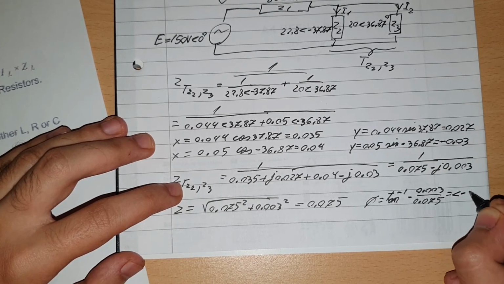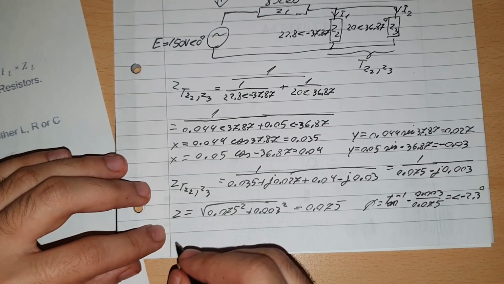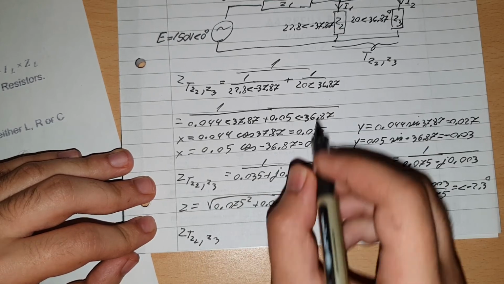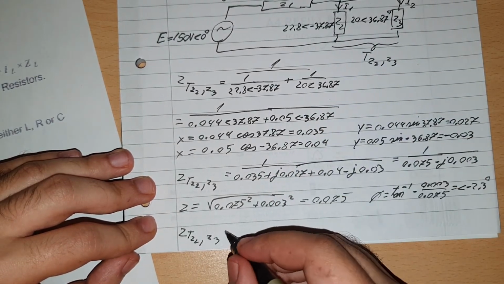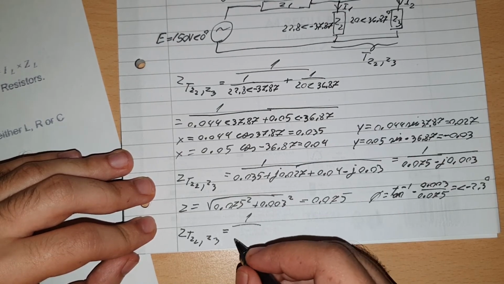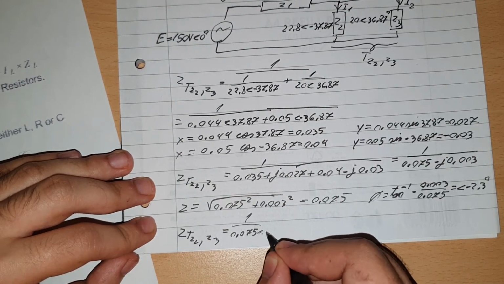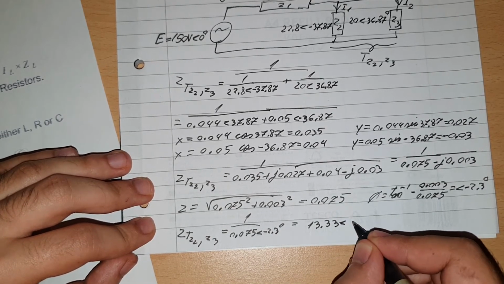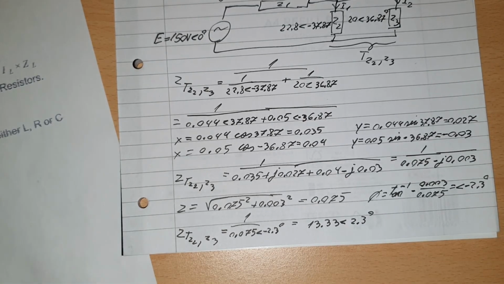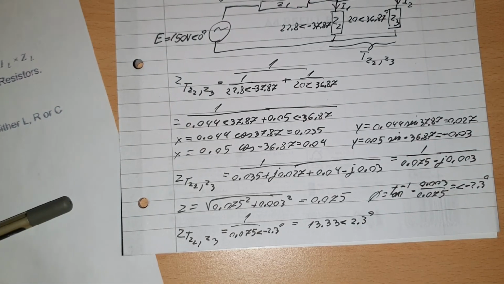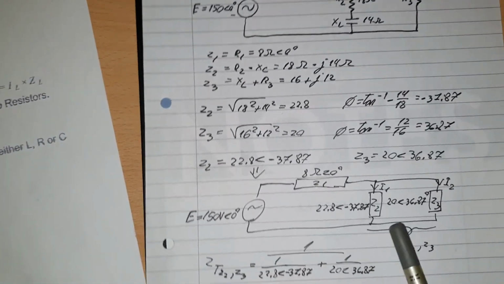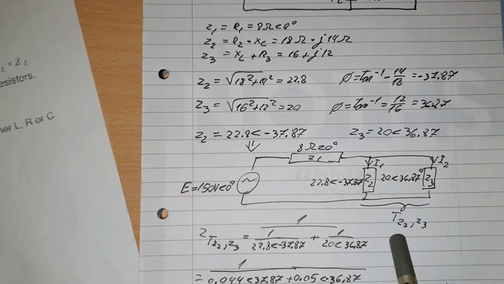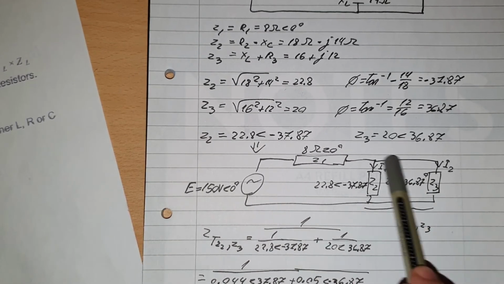That's equal with an angle of minus 2.3 degrees. Alright, so then Z, the total of Z2 and Z3, those two components, will be equal to 1 over 0.075 at an angle of minus 2.3 degrees, so they are equal to 13.33 at an angle of 2.3 degrees. Alright, so we find the total Z value between these two, so they become one Z component, Zt, Z3, and then they will be in series.